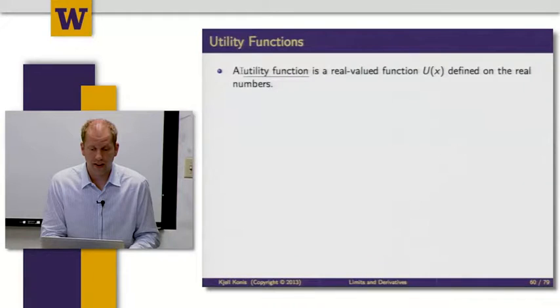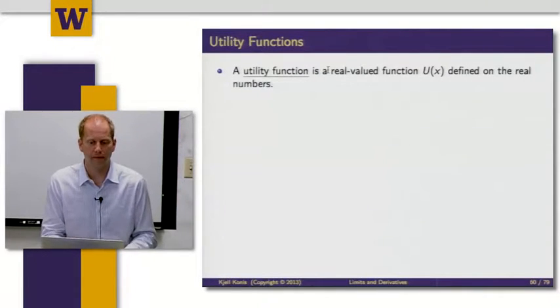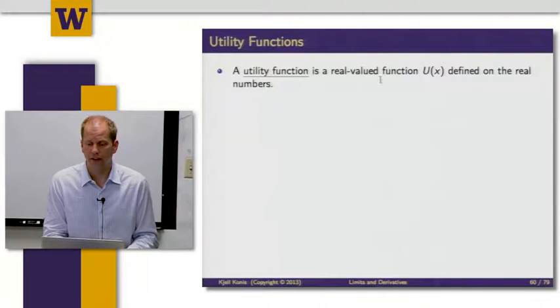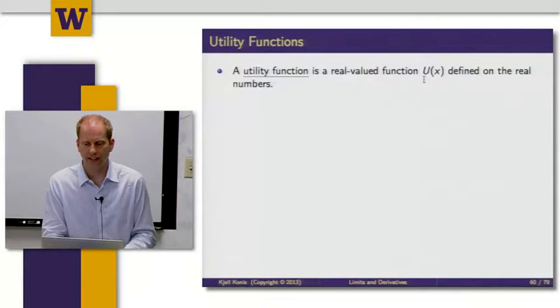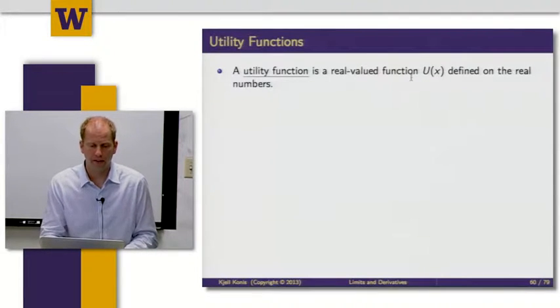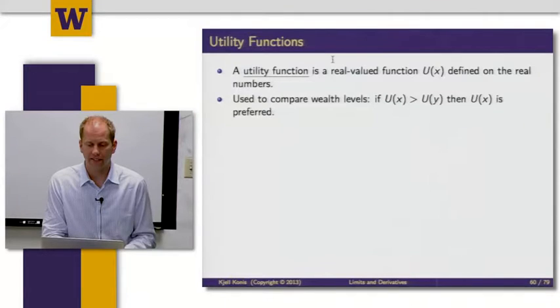A utility function, and this is a special type of function that shows up in economics, is a real valued function, u of x. I'm just going to call it u because it's utility, defined for real numbers. And the idea is it's going to help us compare wealth levels.